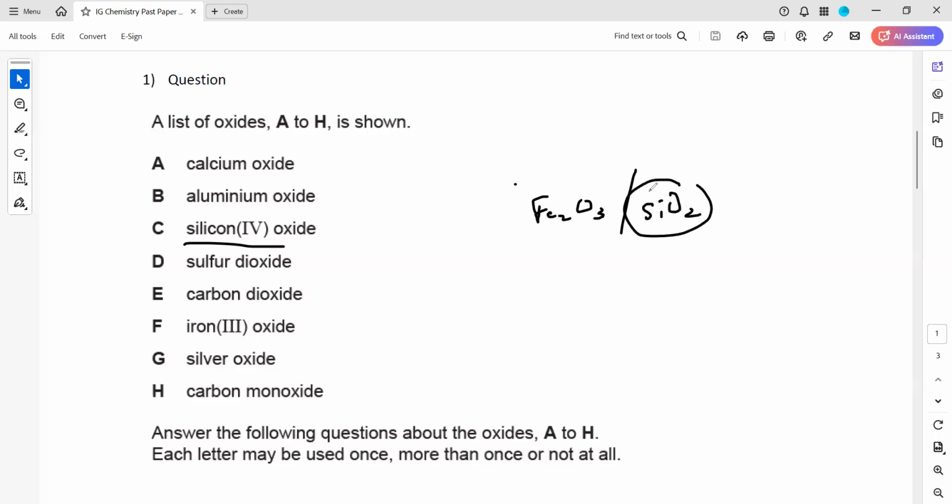That is how we remove it, by reacting with calcium oxide. Calcium oxide is produced by thermal decomposition of calcium carbonate. The calcium oxide then reacts with silicon oxide to form a slag.